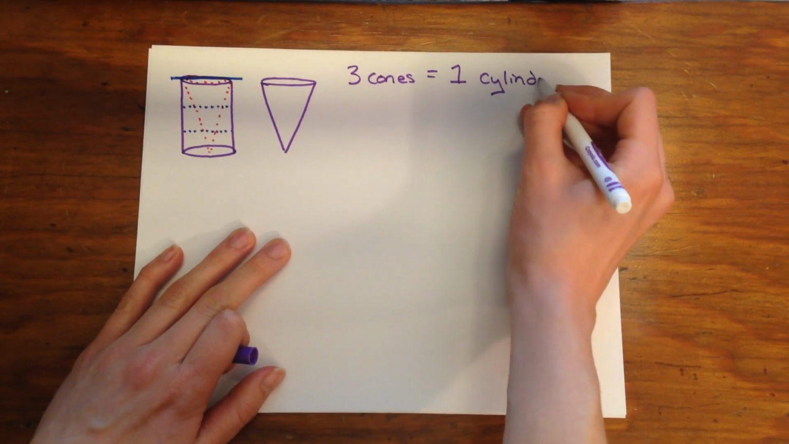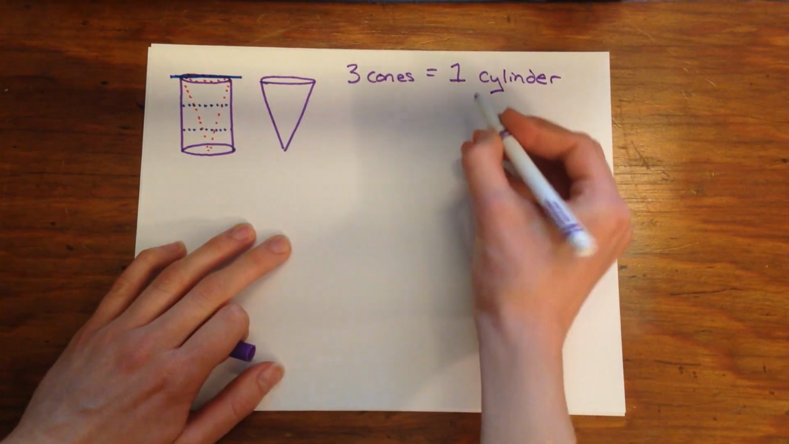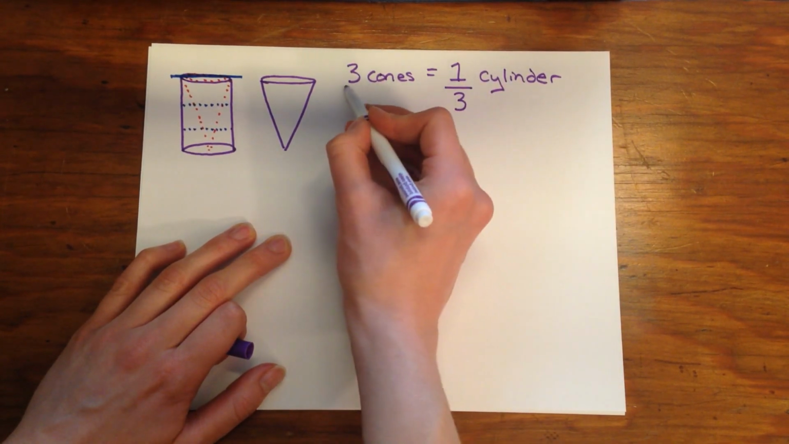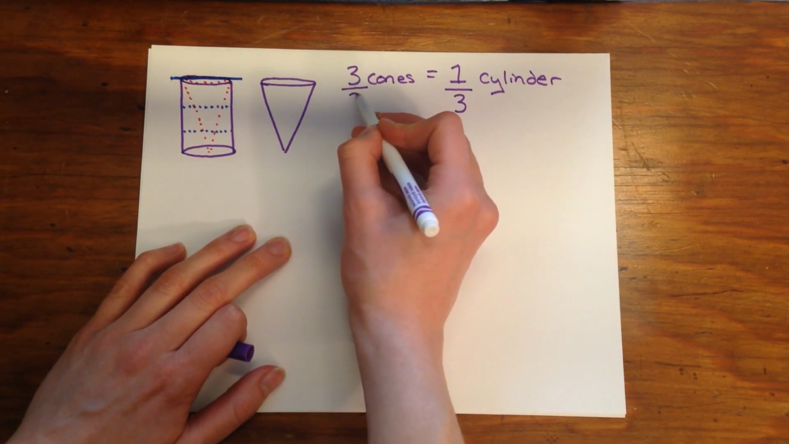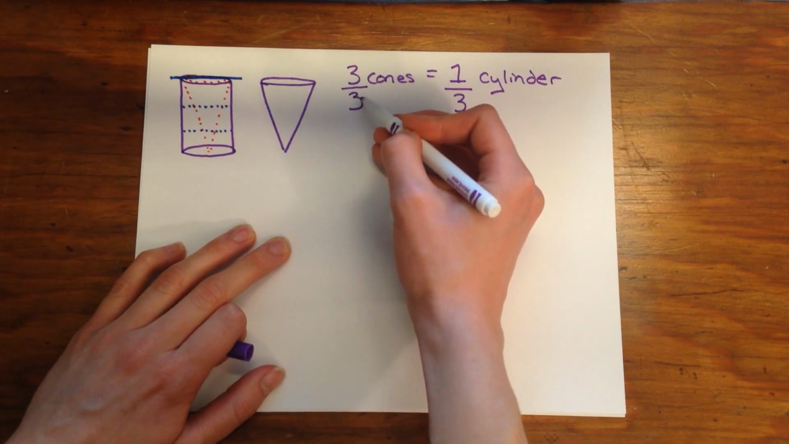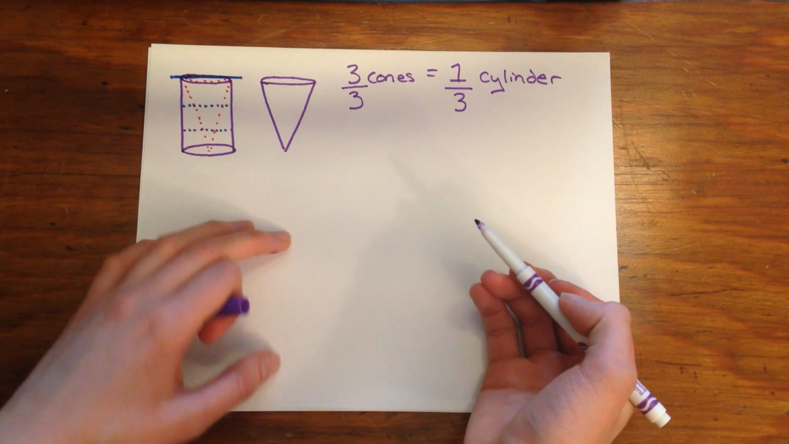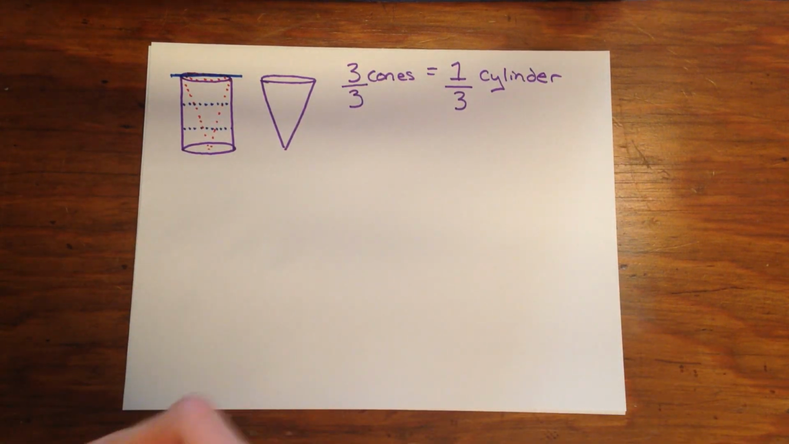Another way to say this would be to say that 1/3 of a cylinder equals 1 cone. Because remember, 3 divided by 3, that's just going to be 1. So 1 cone equals 1/3 of a cylinder. And cylinder is our home base for finding volume.